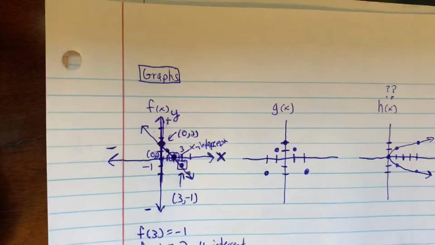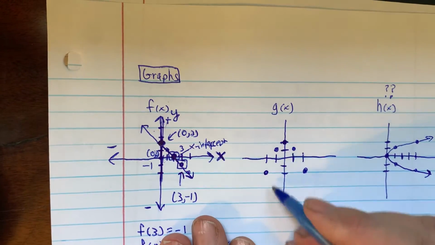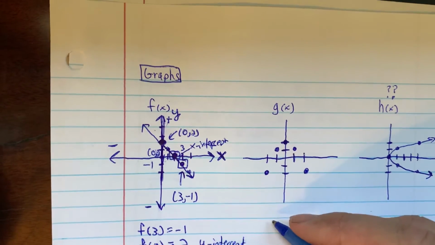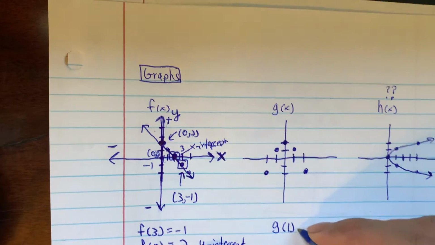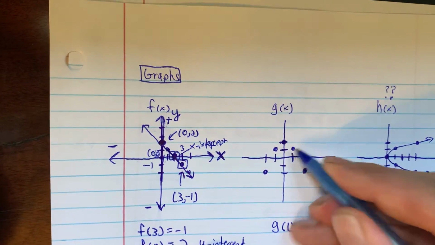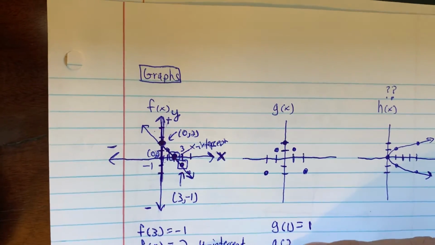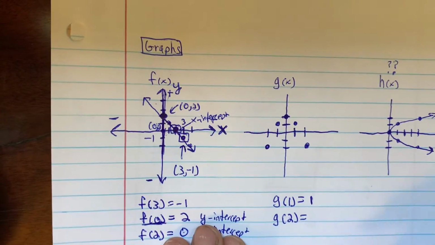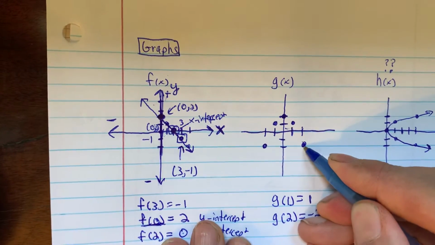So with that in mind, let's go over to g of x. So here's g of x. And you'll notice this function is not connected. So the in-between values are not defined. Go ahead and answer, what is g of 1? So when the input was 1, the output was 1, and so g of 1 is 1. Go ahead and answer, what is g of 2? g of 2 is negative 2. When the input was 2, the output is negative 2.